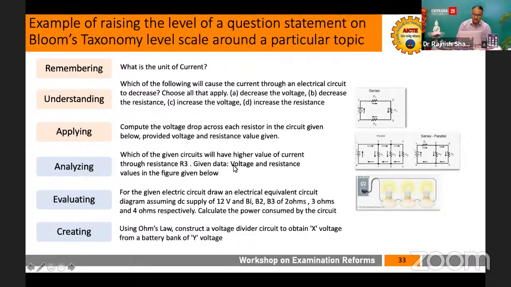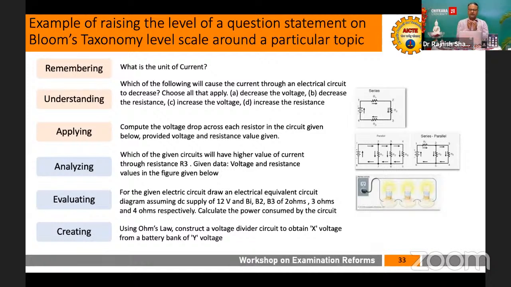Then analyzing: which of the given circuits will have a higher value of current through resistance R3. Given data, voltage and resistance values in the figure given below. Then evaluating: for the given electric circuit, draw an equivalent circuit diagram assuming a DC supply of 12 volt and R1, R2, R3 of 2 ohms, 3 ohms and 4 ohms respectively. It should actually be R1, R2, R3; I'm sorry for the typo here. Calculate the power consumed by the circuit. So here in evaluating, he needs to evaluate the complete circuit and then accordingly find the power consumed by the circuit. Then in creating: using Ohm's law, construct a voltage divider circuit to obtain X voltage from a battery bank of Y voltage. So he needs to construct.